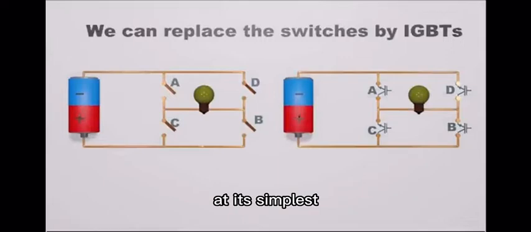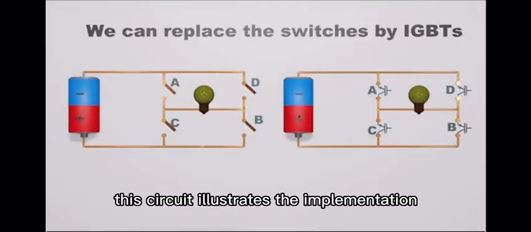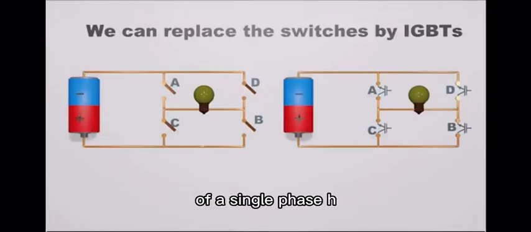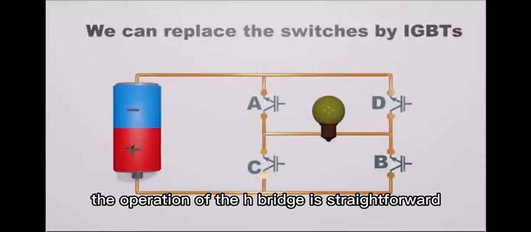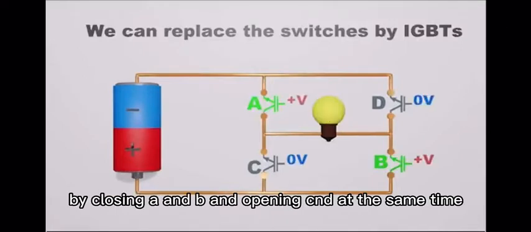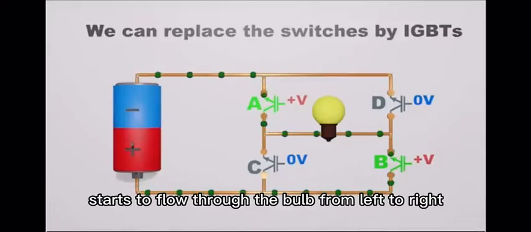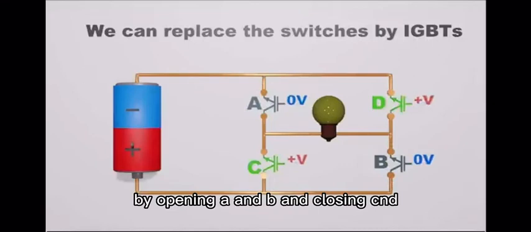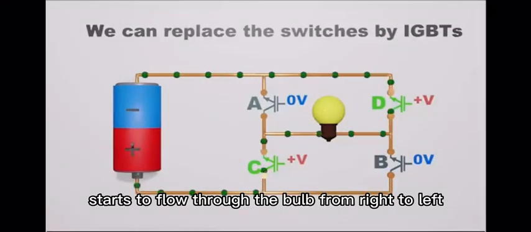At its simplest, an inverter consists of what is known as a H-bridge arrangement. This circuit illustrates the implementation of a single-phase H-bridge circuit using 4 IGBTs. The operation of the H-bridge is straightforward. By closing A and B, and opening C and D at the same time, current starts to flow through the bulb from left to right. By opening A and B and closing C and D at the same time, current starts to flow through the bulb from right to left.